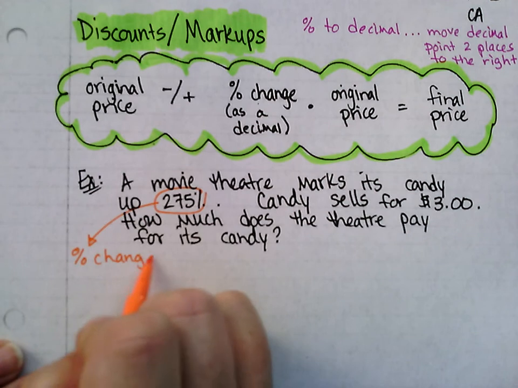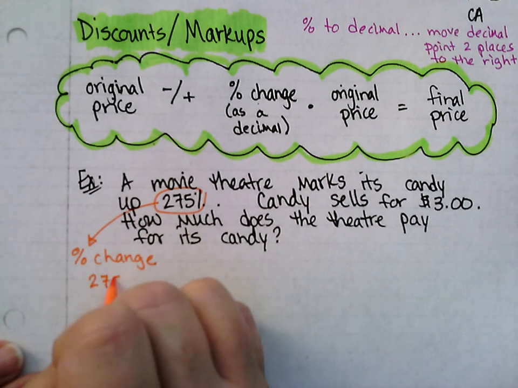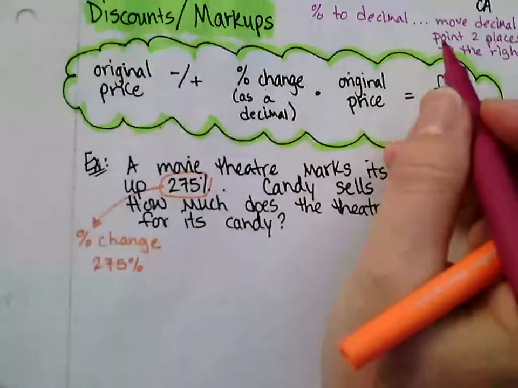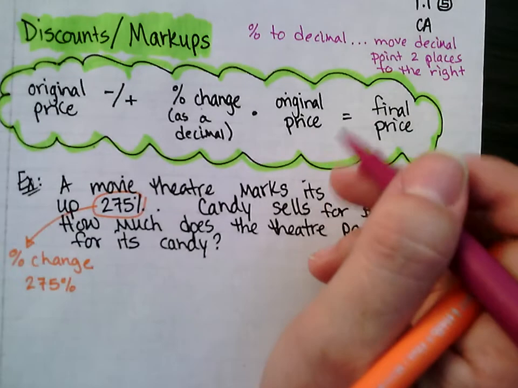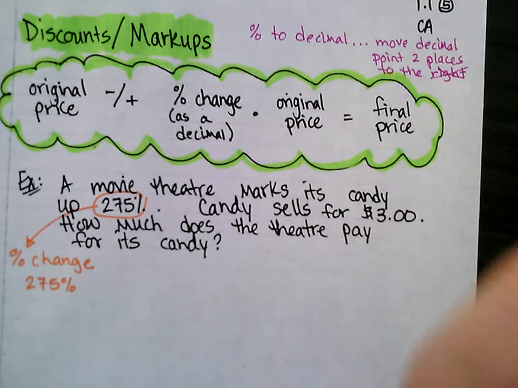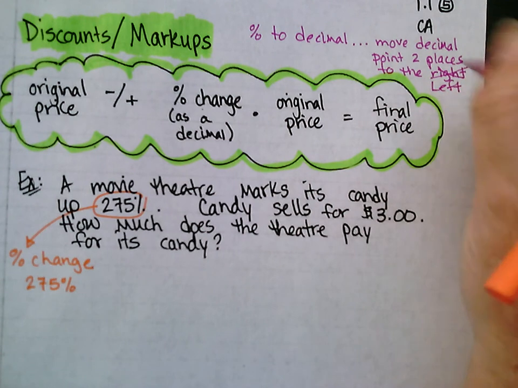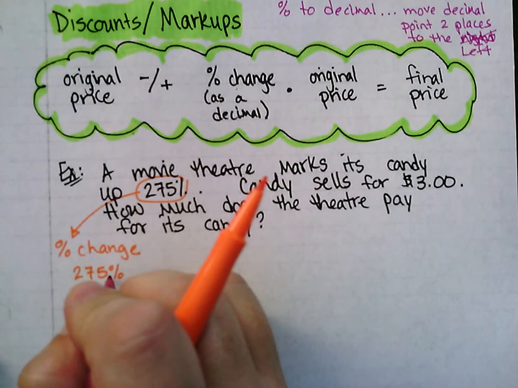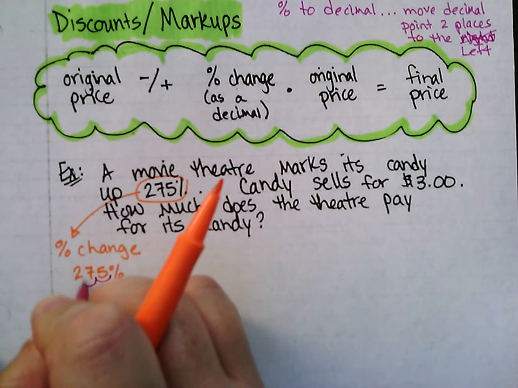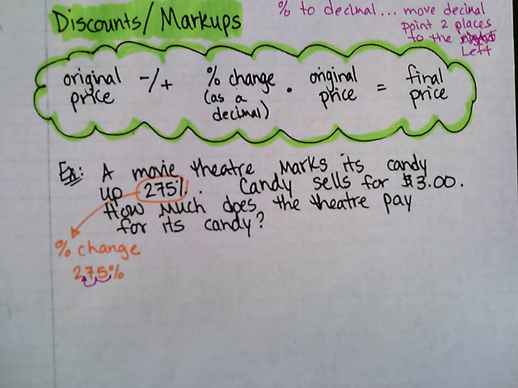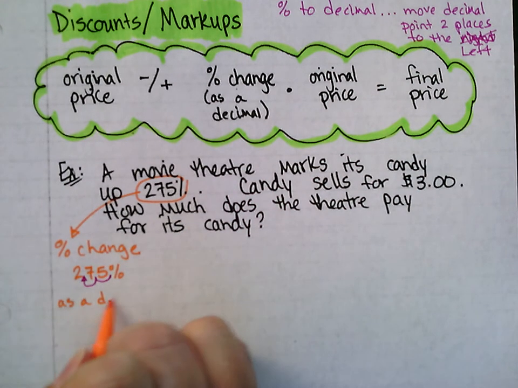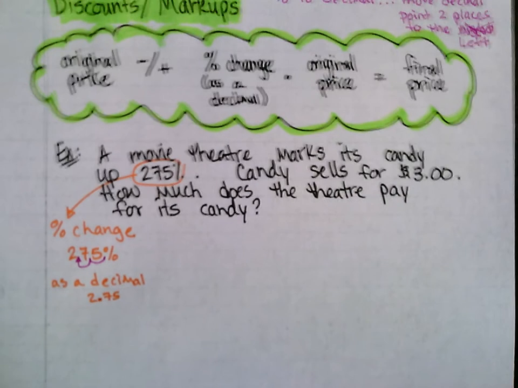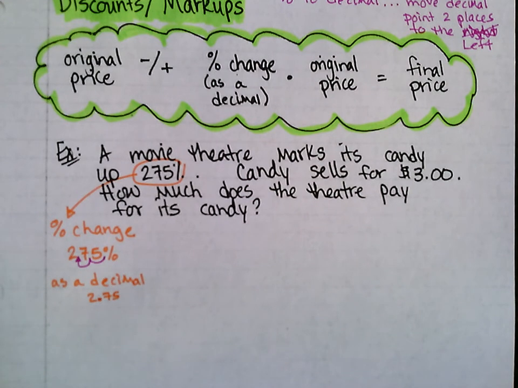But we need to change it to a decimal. So we take 275%. Remember, we're going to move the decimal point 2 places to the right to change a percent. Whoa. Yeah, hopefully y'all caught that. To change a percent to a decimal, we move to the left. To change a decimal to a percent, we move to the right. My bad. So our decimal point is right here. We move it 2 places to the left. So our percent change as a decimal is going to be 2.75 because it's over 100%. That's why it's a number bigger than 1.